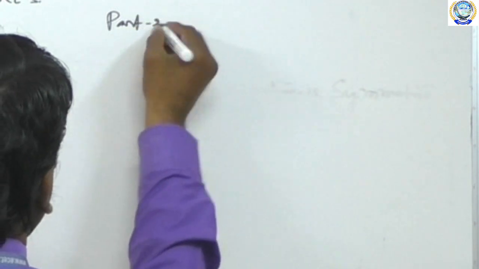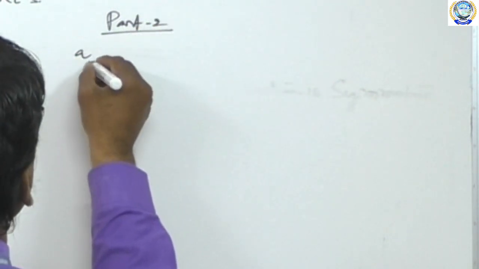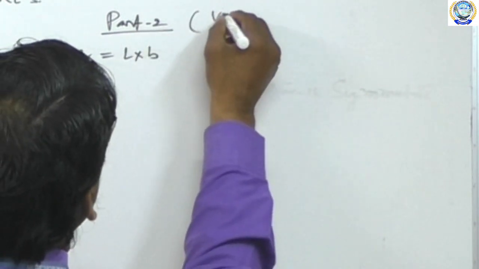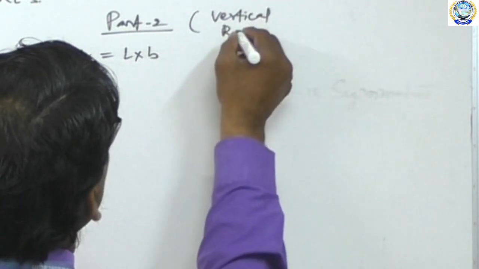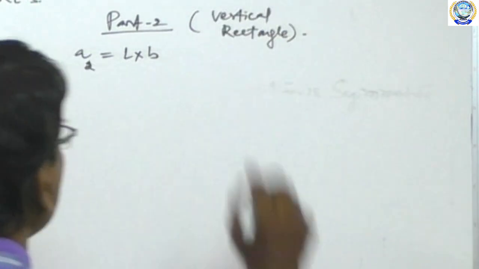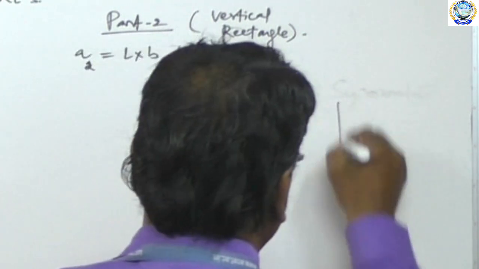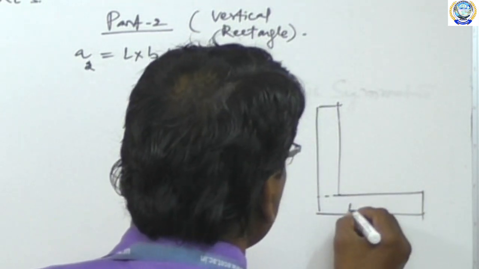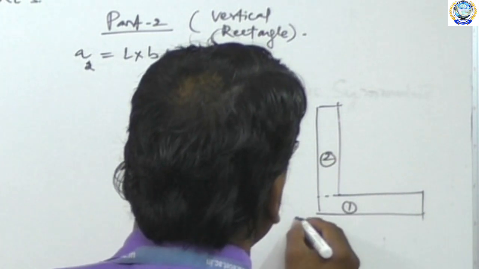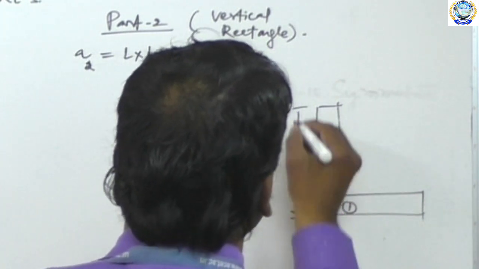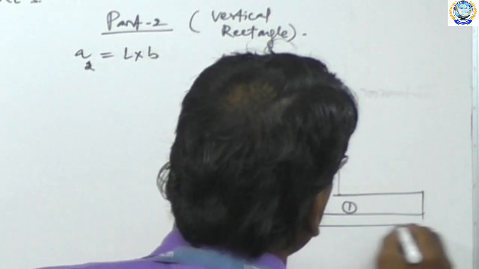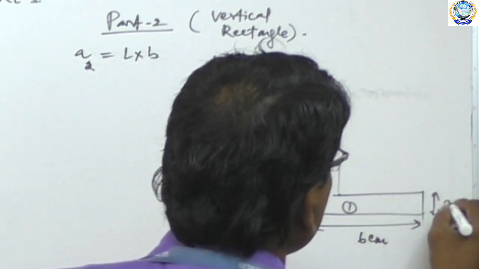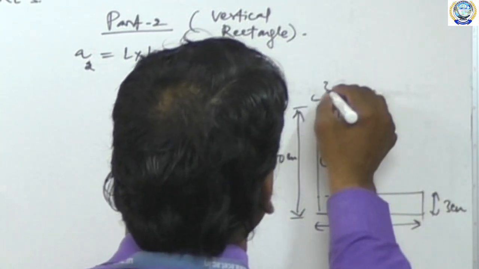For the part 2, A2 is equal to L into B. This is a vertical rectangle. So in the vertical rectangle, if you draw a rough diagram like this, you get an idea to do the problem. This is called first part, this is called second part, and from here to here is 10 centimeters. And from here to here is 6 centimeters. This is 3 centimeters. This is also 3 centimeters.